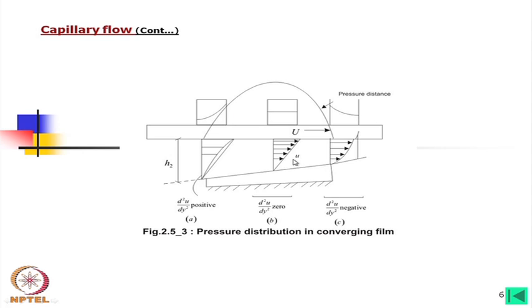Now, at this point and this point, there is no existence of the plate, so definitely the pressure will be the atmospheric pressure, that is 0. So this must be the pressure map, and the pressure gradient will be such that we can see the maximum pressure at the middle. Now we can consider that on this plate, this is the pressure distribution.